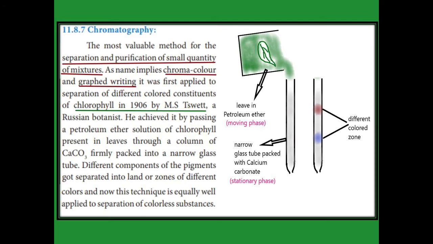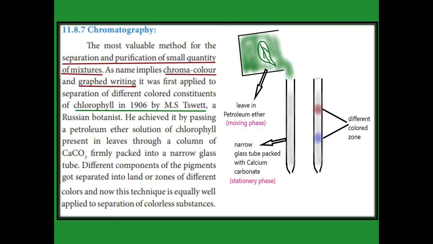Stewart, when he was a botanist. He examined what elements are present in the chlorophyll. So he conducted one test. In that test, he first placed the leaves in the petroleum ether solution. So we get one solution. That solution is passed through a narrow glass column tube, which is packed with calcium carbonate.